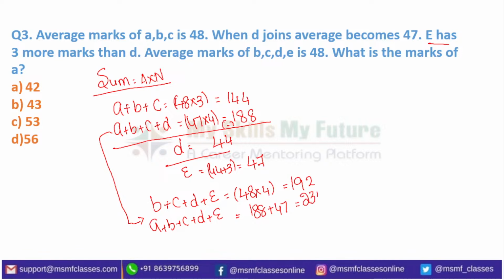From these two equations, I am subtracting this equation from this equation. Finally, B, C, D, E will get cancelled. So A equals 235 minus 192. 235 minus 192 is nothing but 43. The value of A is 43. 43 represents option B, which is the correct answer.